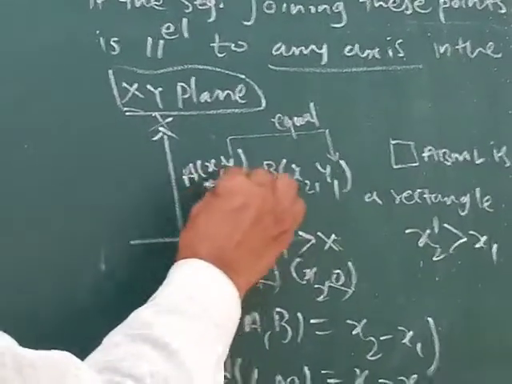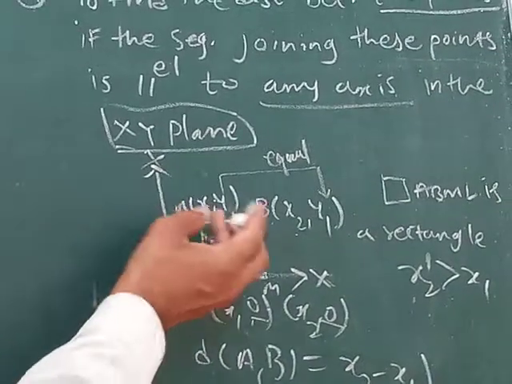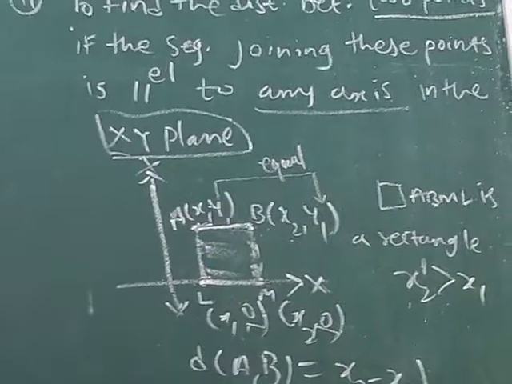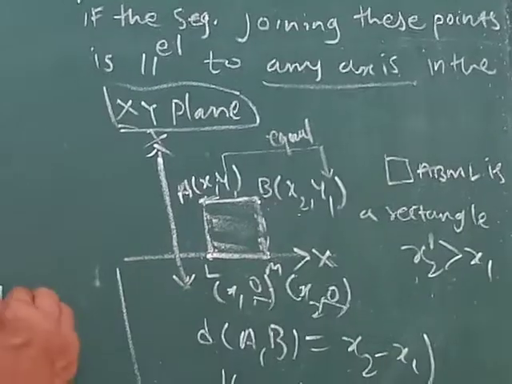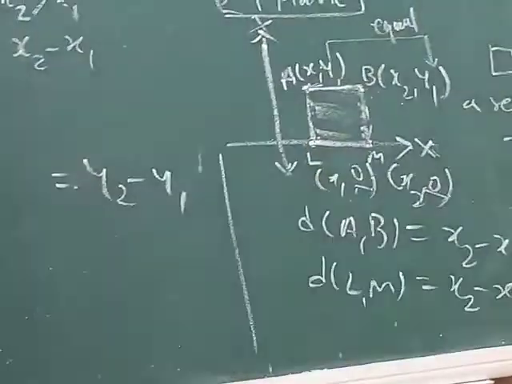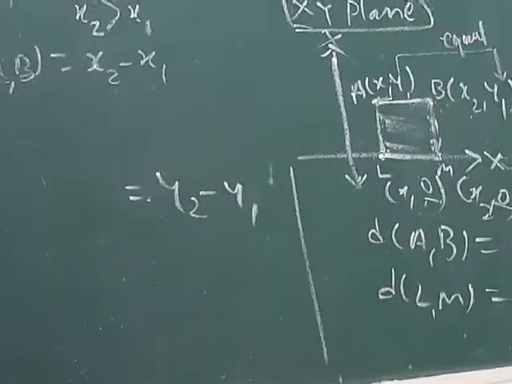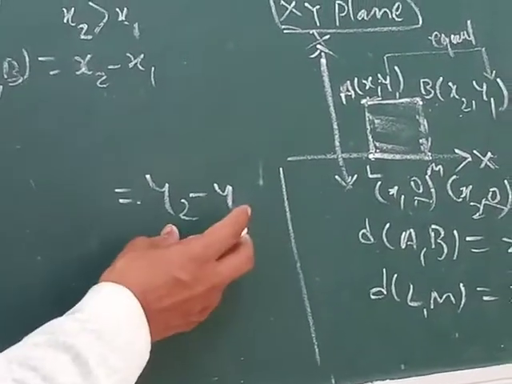Similarly, for a segment parallel to the y-axis, the distance of segment AB is y2 minus y1. In this way, we find the distance between two points present on the plane xy.